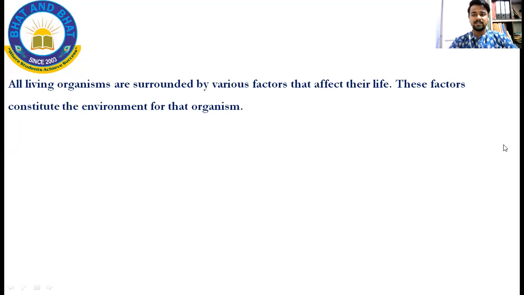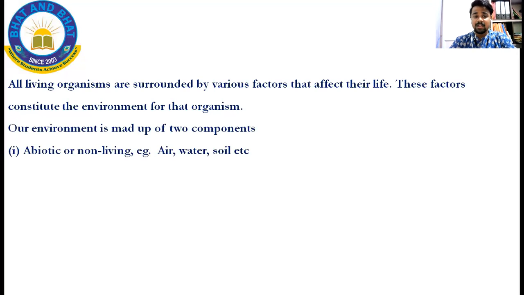So again, we will just continue the chapter. Whenever I call something an environment, you should remember two things. Which are those two things? First one, the living things, and second one, the non-living things. Now you should understand that living things are also called the biotic factor, and the non-living things are also called the abiotic factor.